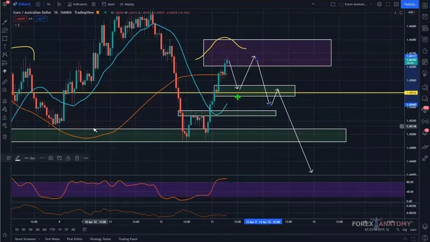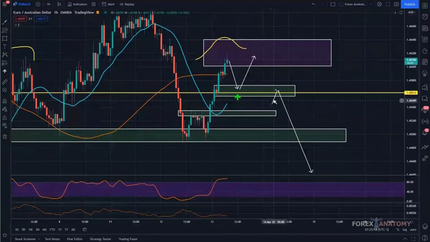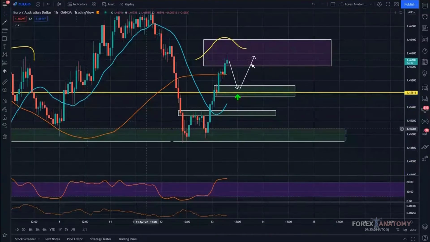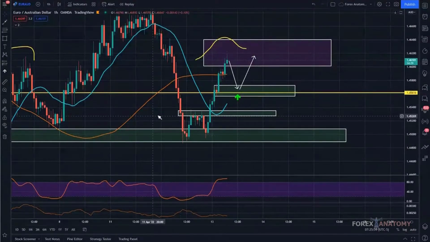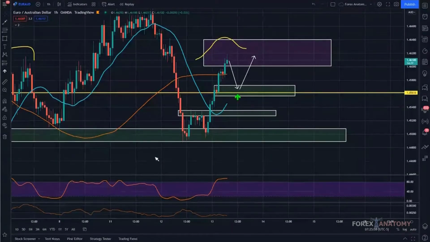So yeah, let me just remove this because I don't want to confuse you guys too much. We're looking to sell, of course, but before we get the sellers to come in, we're going to look for another quick buy first. And then after that, we'll look for the sellers to come in. Does that make sense? Just let me know if that makes sense. If not, then I'll try my best to cover it in more detail.